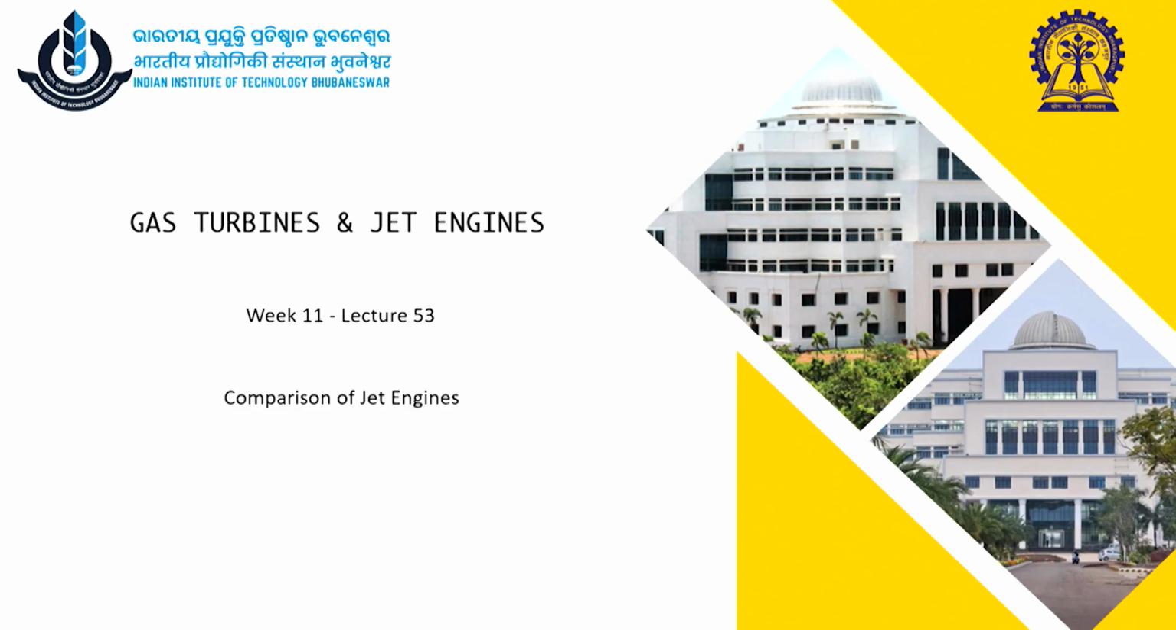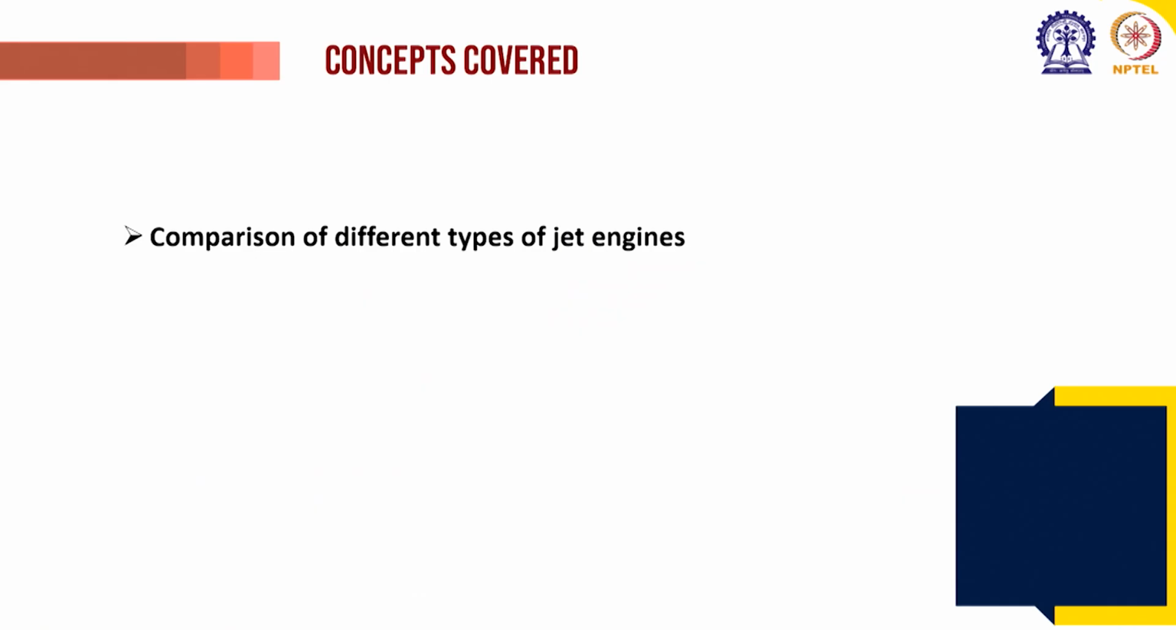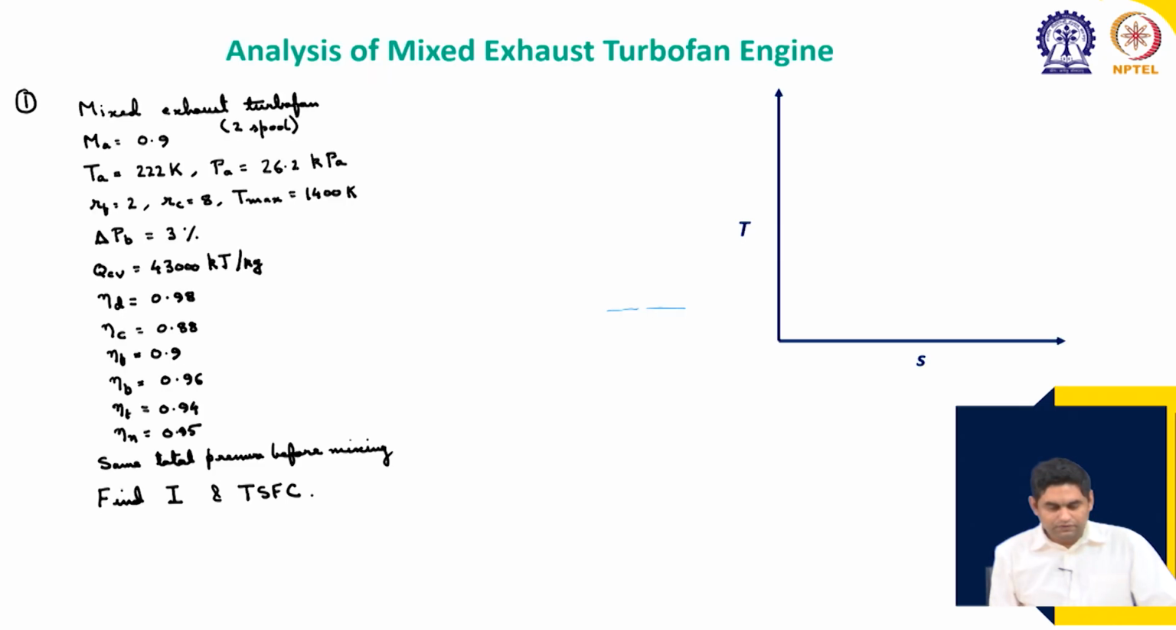Today we are going to compare the three major types of jet engines that we have studied: the turbojet engine, the turbofan engine and the turboprop engine. Within the turbofan, we are also going to compare the mixed exhaust and unmixed exhaust types. So, 4 total engines we are going to compare numerically, and then we will see how their characteristics compare. The concepts covered are the comparison of different types of jet engines.